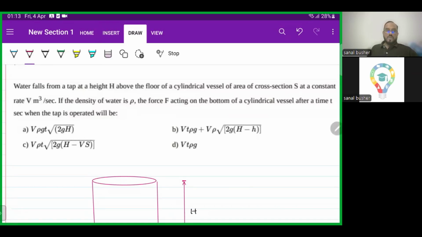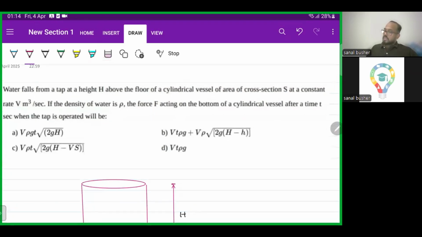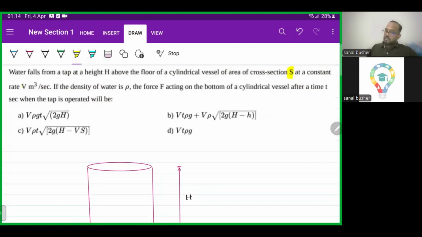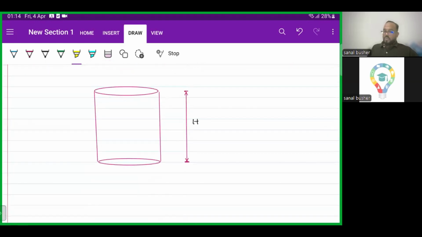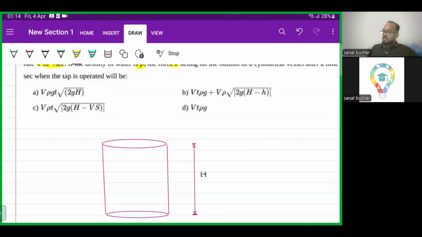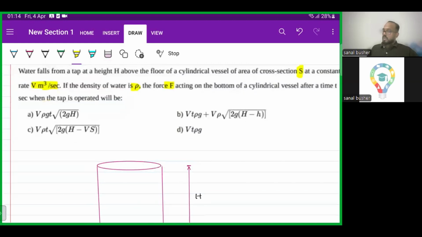Today we are going to solve this question. Water falls from the tap at a height h above the floor of a cylindrical vessel, and the area of cross-section is S, at a constant rate. So the volume flow rate is given. If the density of water is rho and a force F acts on the bottom of the cylindrical vessel after time t seconds, you need to find the relation. Some options are there. We will check what the force relation is.